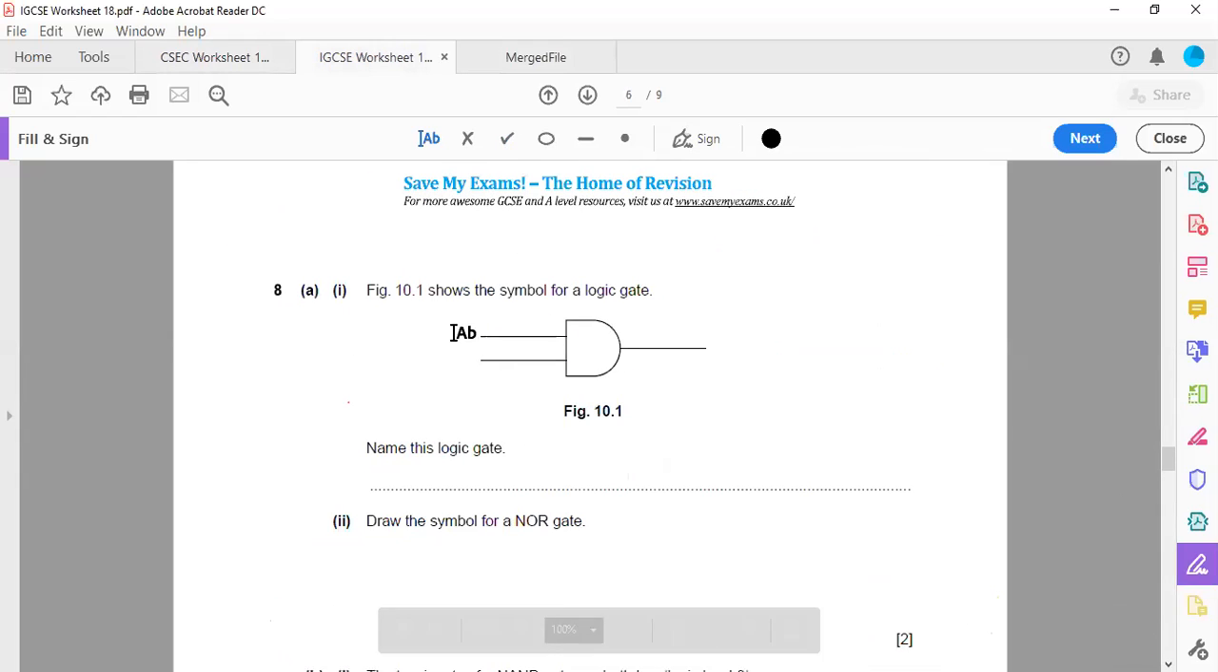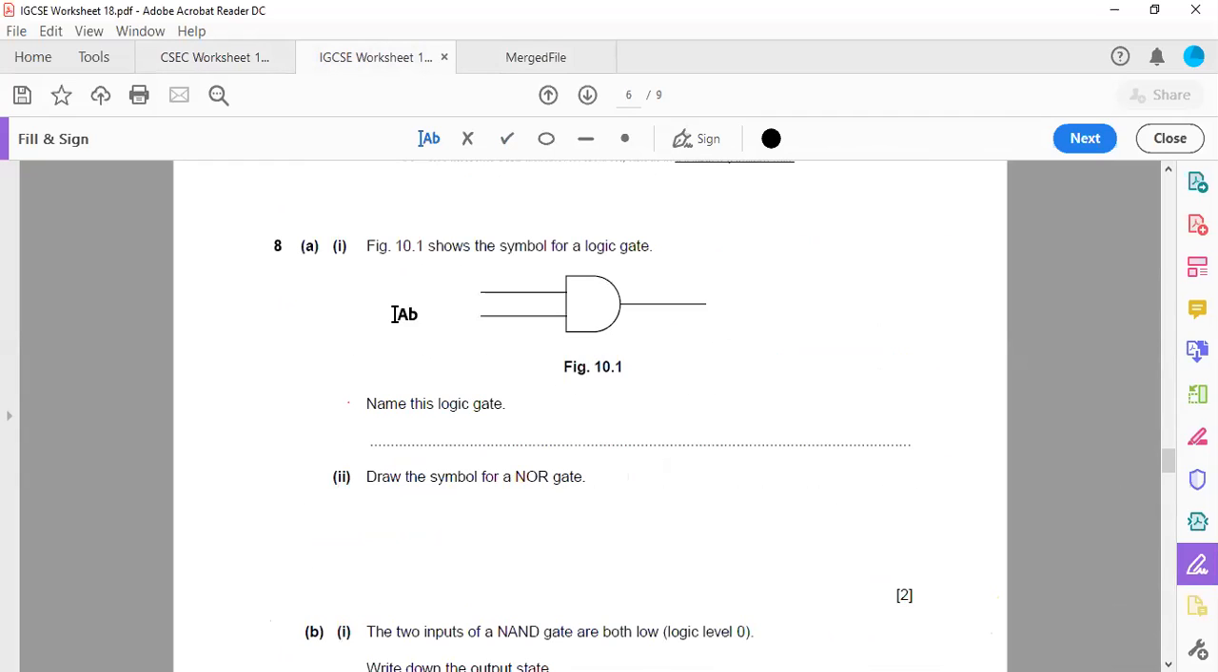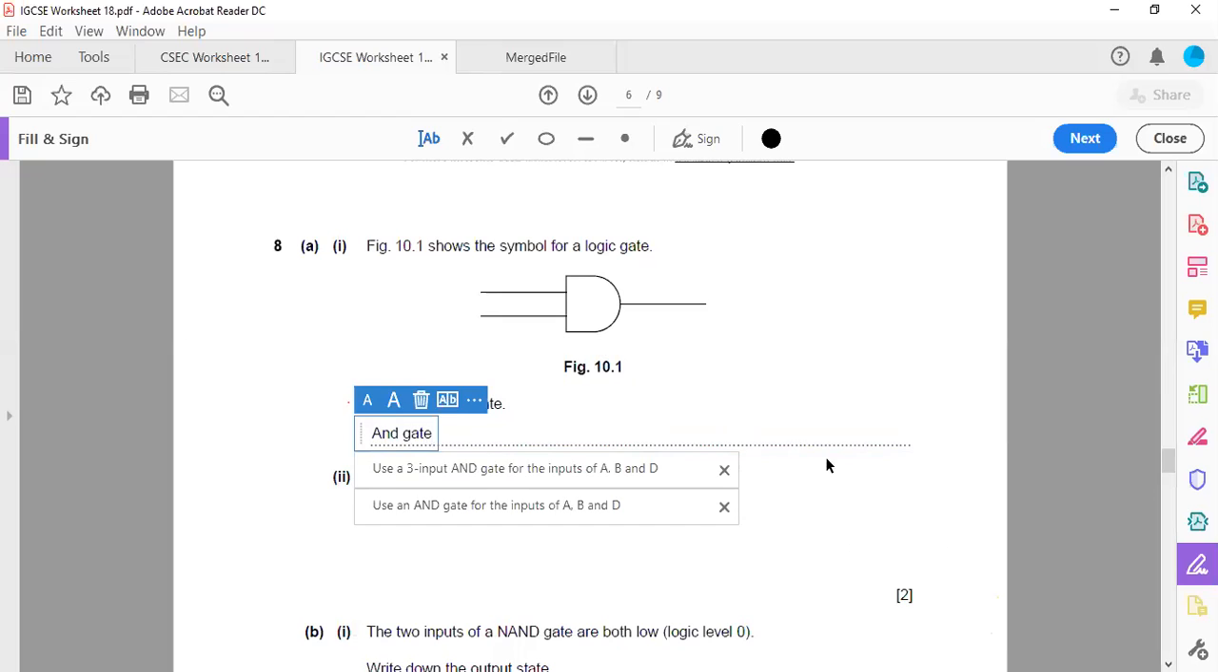So figure 8-1. Figure 10 shows the symbol of a logic gate. What type of gate is this? Anybody can tell me? You can comment in the chat. Good, AND gate, excellent. So this is an AND gate. That's your answer for the AND gate.